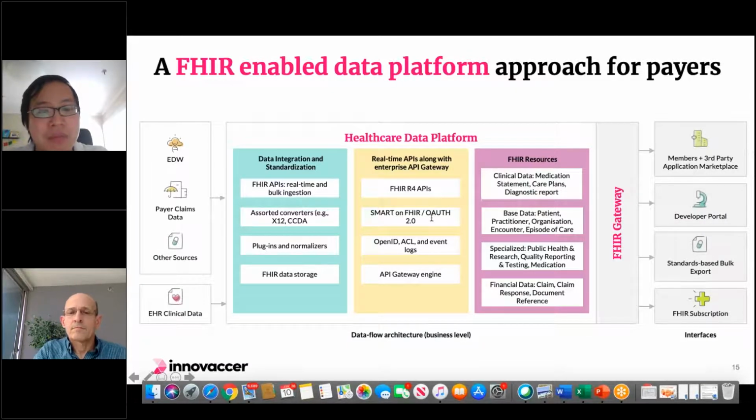And Mike, maybe you focus a bit more on the centralized part of the healthcare data platform as to the three categories that we've seen in the industry as particularly important.